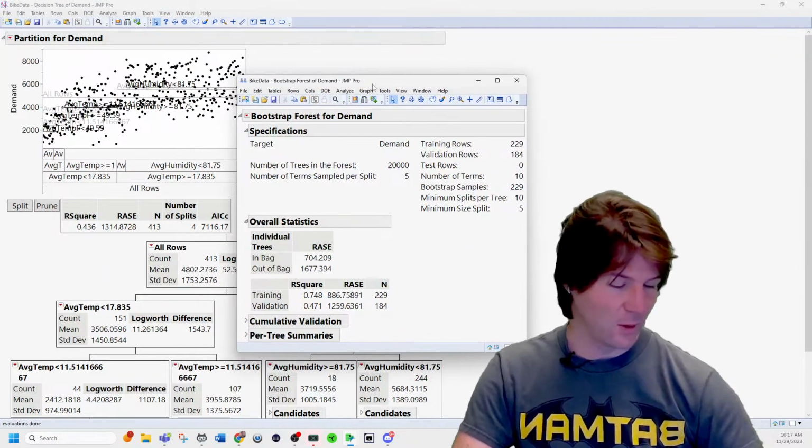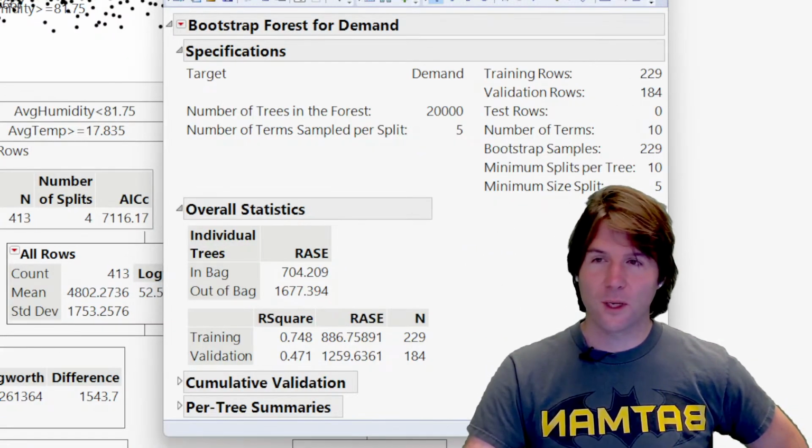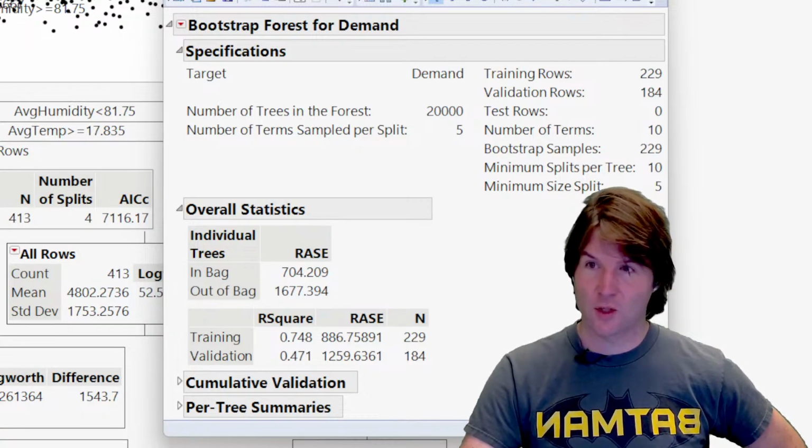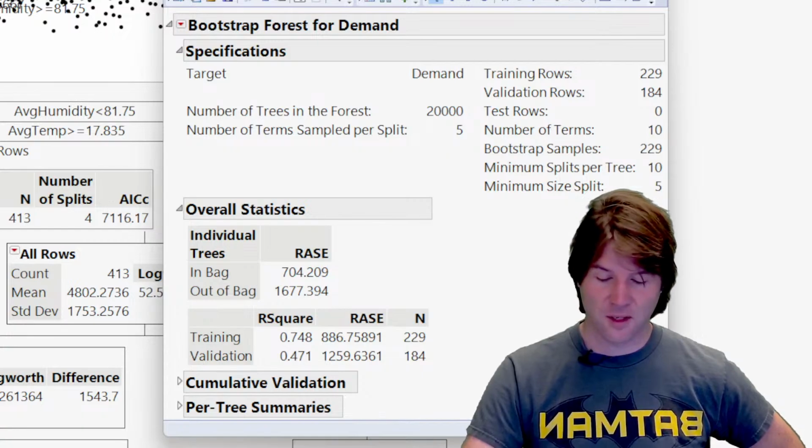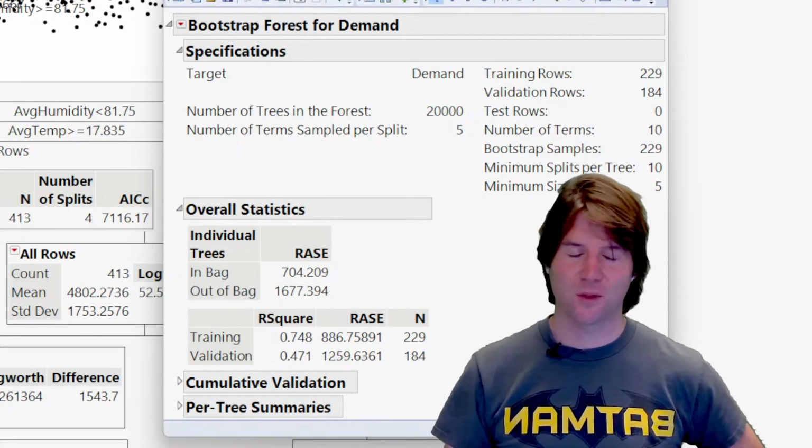It shows 474. We're getting a big drop from our training data to our holdout in R squared, which is just the percent of variation explained, and RASE is just the RMSE, I believe. JMP calls it that in this output for some weird reason.